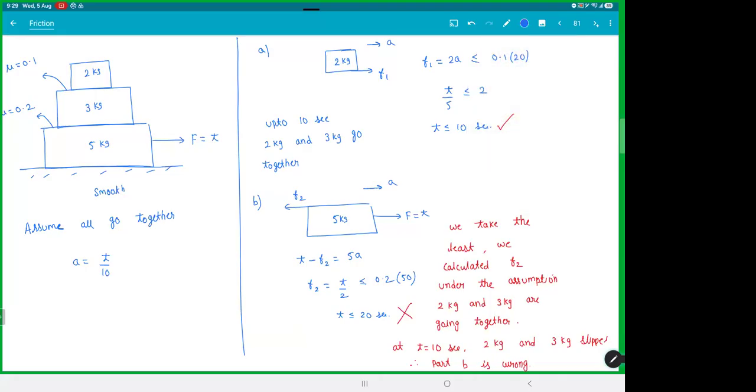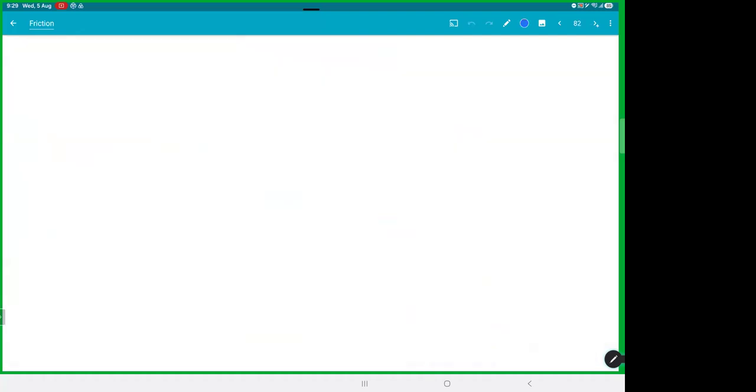So F2 got the value 20 under the assumption F1 is there. But anyway, we figured out something. Up to 10 seconds, they all are going together. So we take the least time and then we will say for t less than 10 seconds, all are going together. This is okay.